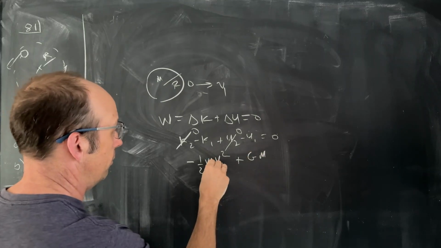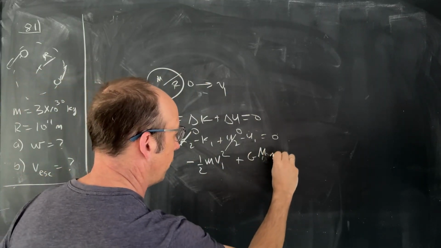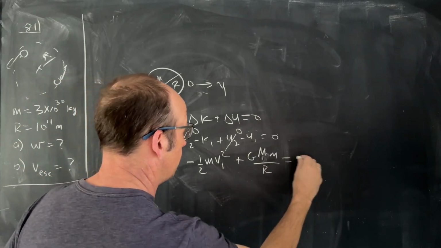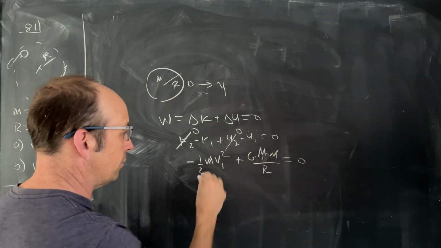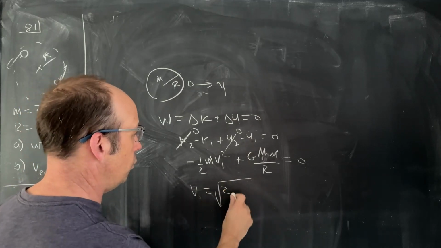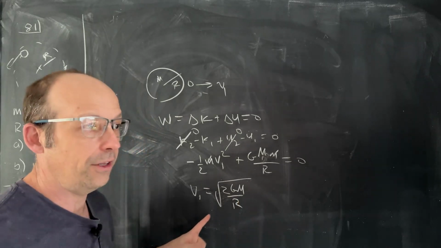Well, that's capital M, I guess. Capital M, lowercase m, over the initial position r is equal to 0. So that cancels, and I solve for v1. I get the square root of 2GM over r. This is what we call the escape velocity.